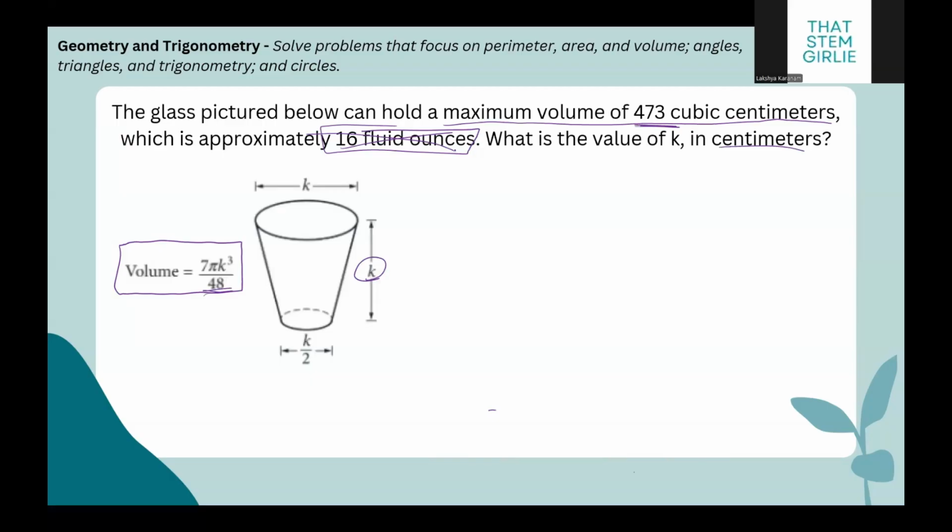You don't need to know this. So we know the volume. We know that the volume is 473 cubic centimeters. And then I have this expression in terms of K already. So all I need to do is solve for K. All right, great. How do I get K by itself?